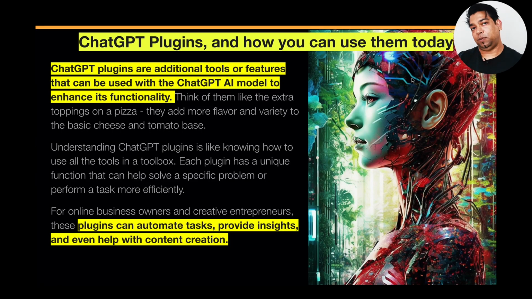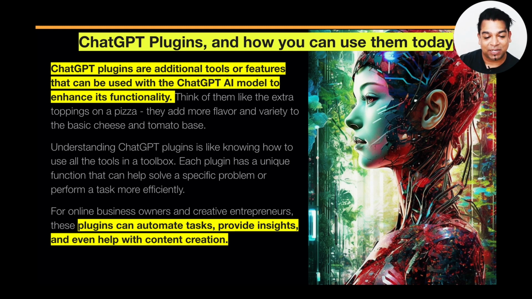So what are ChatGPT plugins? They are kind of additional tools or features that can be used with the ChatGPT AI model to enhance its functionality. Think of them like extra toppings on a pizza. They add more flavor and variety to the basic cheese and tomato base. There's nothing wrong with that, but adding some basil leaves will make it a really good pizza. And if you have really good dough, it'll make it an even better pizza.